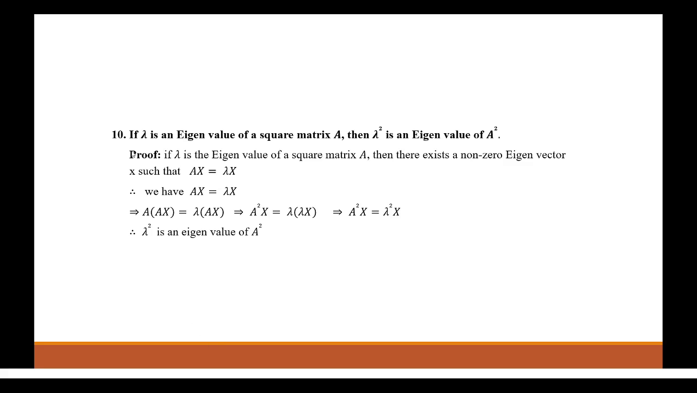So next we move on to property 10. If lambda is an eigenvalue of a square matrix A, then lambda square is an eigenvalue of A square. If lambda is the eigenvalue of a square matrix A, then there exists a non-zero eigenvector x such that Ax is equal to lambda x. So we have the result Ax is equal to lambda x, A into Ax is equal to lambda into Ax. Then it will become A square x is equal to lambda into, again Ax is lambda x, A square x is equal to lambda square x. Therefore, lambda square is an eigenvalue of A square.